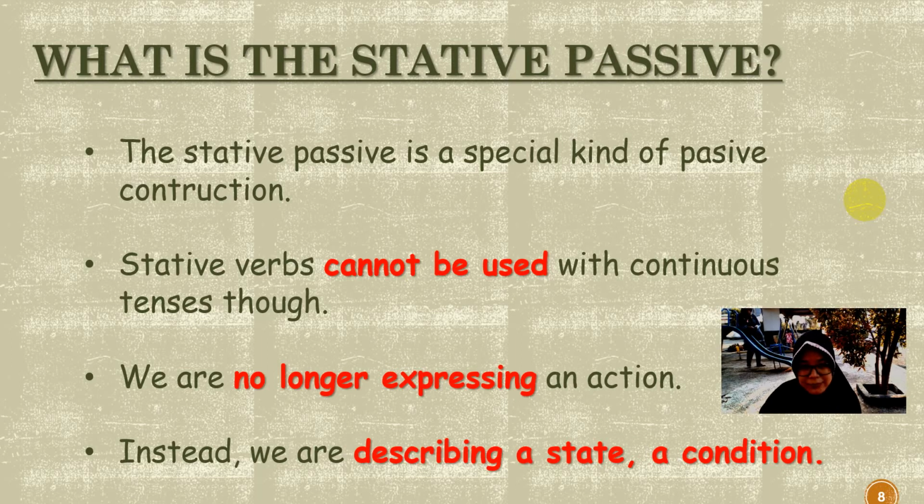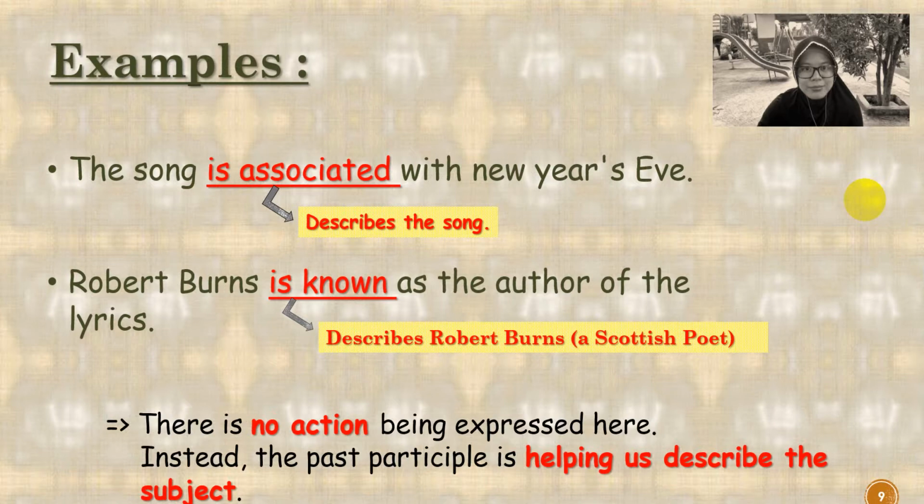The stative passive is a special kind of passive construction. Stative verbs cannot be used with continuous tense too. We are no longer expressing an action. Instead, we are describing a state, a condition. The form is the same. Here are the examples. You will see a form of be plus past participle.